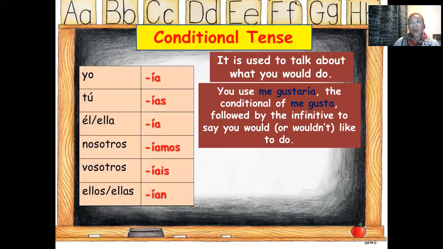The endings of the conditional are as follows, okay? So for ía, ías, ía, íamos, íais, ían. And as you can see, the first I, the í, has an accent, very important. Me gustaría, comería, me encantaría. So you can actually hear the ía, okay?